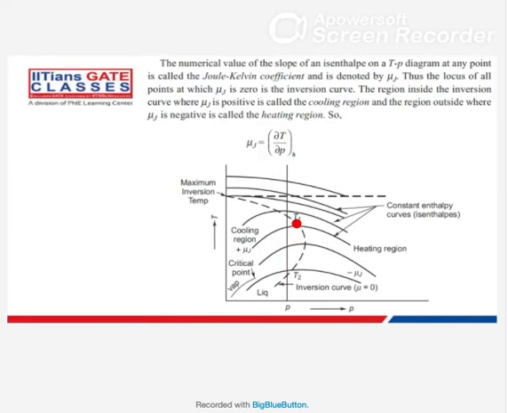when you want to cool, okay, first let me tell you this. The numerical value of the slope of the isenthalp on a T-P diagram at any state is called the Joule Kelvin coefficient, generally represented by mu j. So what it is telling is that for any state point on any isenthalp, this is the isenthalp. Now you take any state point, this is your state point. Now the slope here, what is it? Dou T by dou P, and this is a constant enthalpy line.